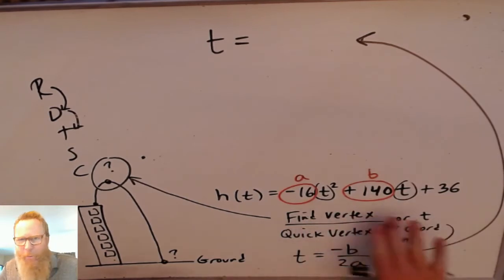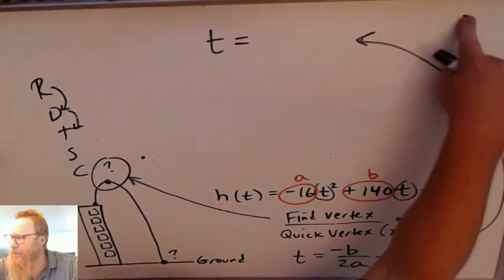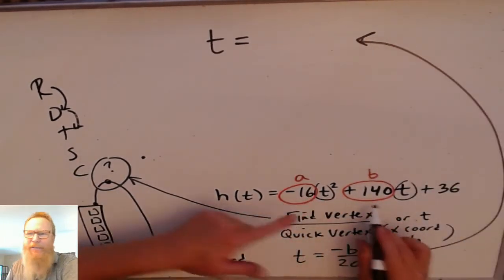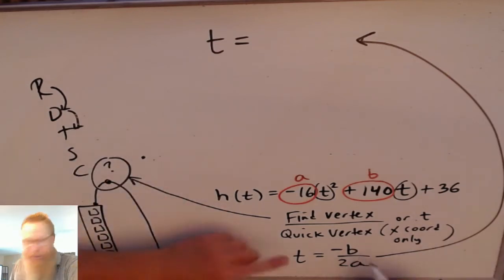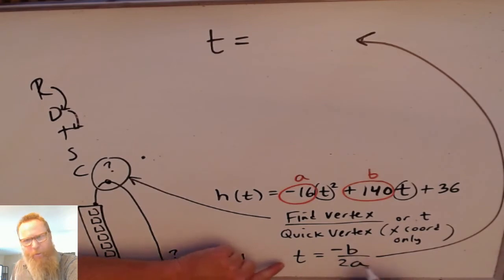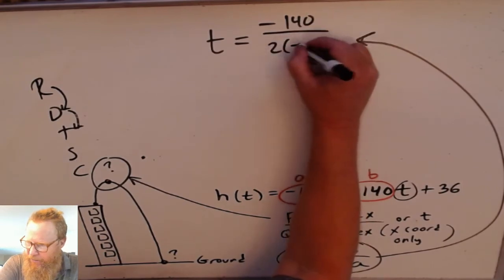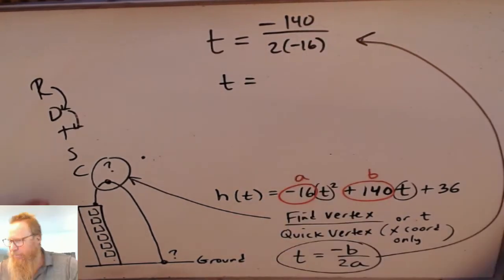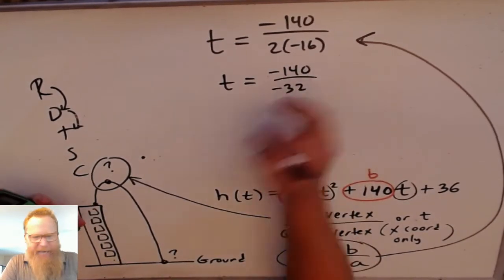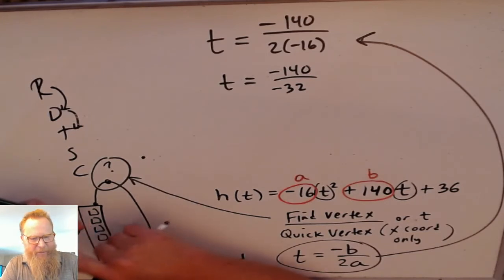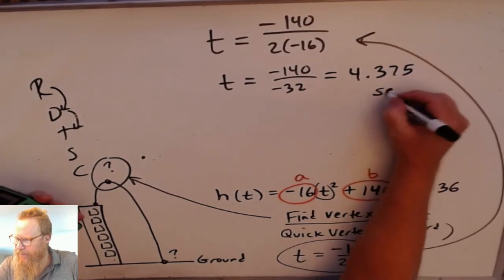I only use this for word problems because on the other problems, I don't think it's as useful. But on word problems, look at this. You would not want to be using the quadratic formula or completing the square or anything like that. I mean, you could if you wanted to, but I think the quick vertex works nicely. So negative 140 over 2 times negative 16. So that's negative 140 divided by negative 32, which is 4.375 seconds.